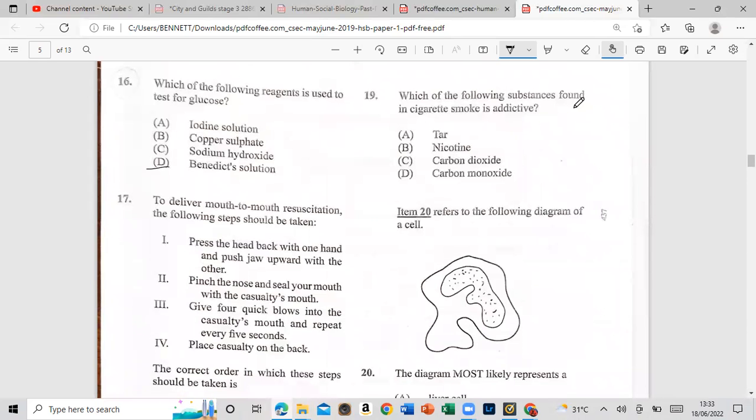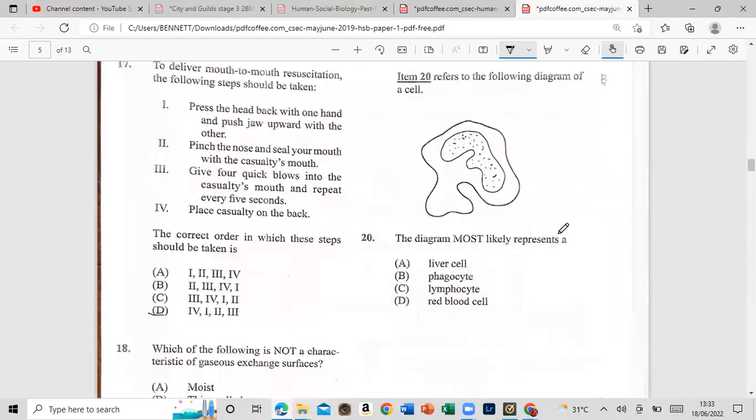Which of the following substances found in cigarette smoke is addictive? Tar, nicotine, carbon dioxide, or carbon monoxide. And that's the nicotine. Addictive. All right, the diagram most likely represents a liver, a phagocyte, a lymphocyte, or a red blood cell? And that's A, phagocyte. All right, we are a third of the way there.